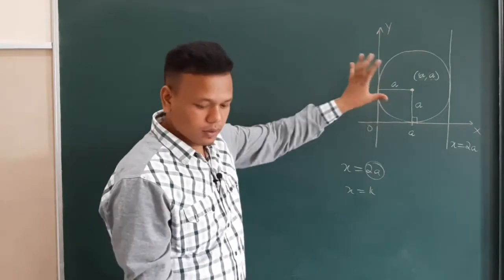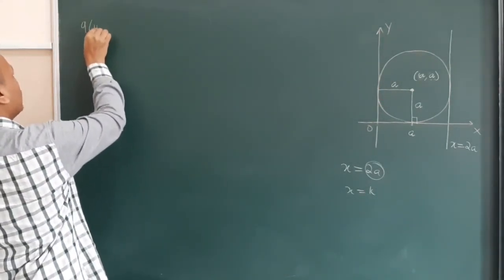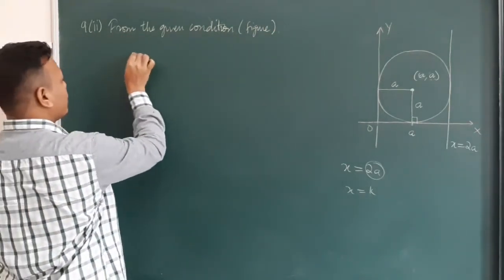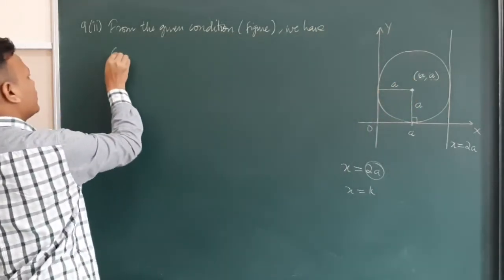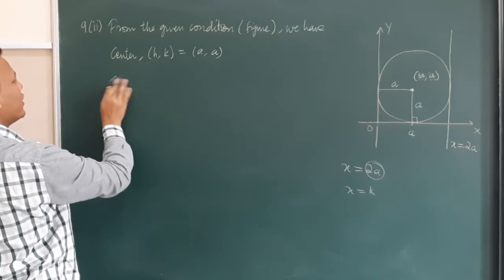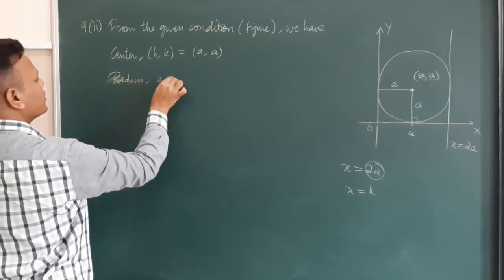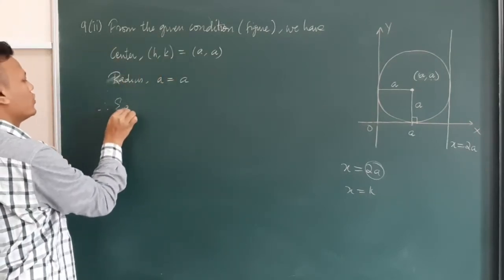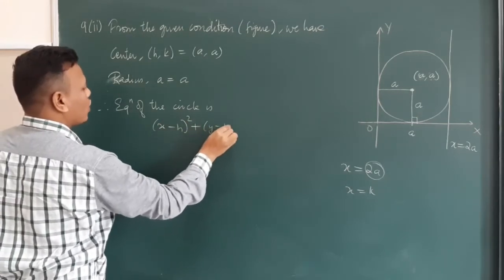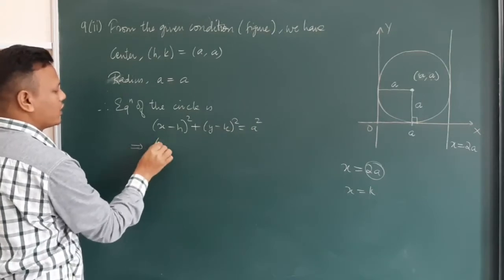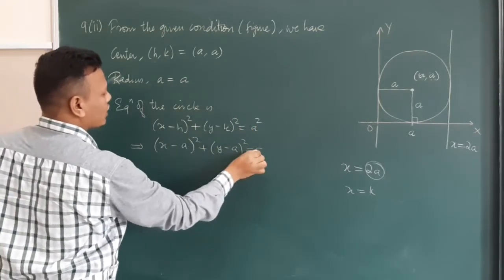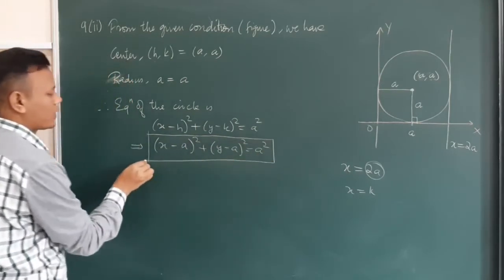So we need to draw the diagram here. It's very important. This is my question number 9. What is this? Center, right? So the center is h comma k. So h comma k is equal to a comma a, and the radius, which is represented as a, is also equal to a. Therefore the equation of the circle is x minus h whole square plus y minus k whole square equals a square. So h is equal to a, and the value of k is also a, and we know the radius is also a. That's why my equation of the circle becomes this one. Pause the video to note down.